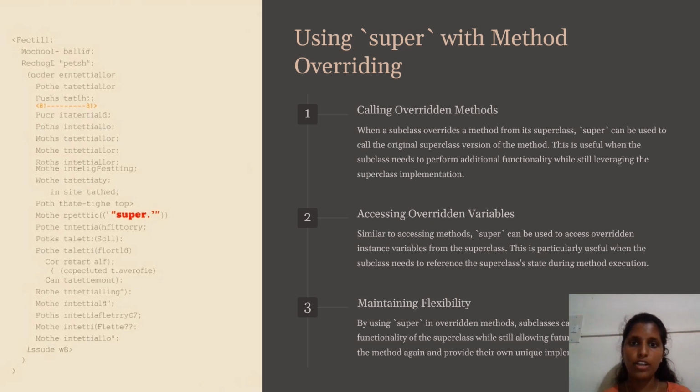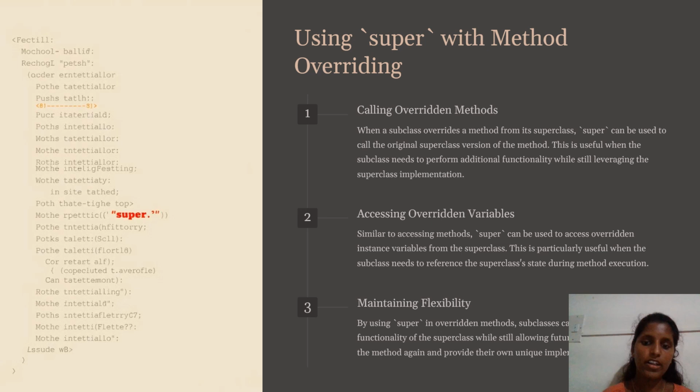Using super with method overriding. Calling overridden method. When a subclass overrides a method from its superclass, super can be used to call the original superclass variation of the method. This is useful when the subclass needs to perform additional functionality while still leveraging the superclass implementation.